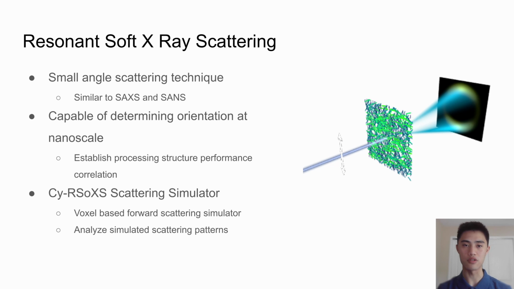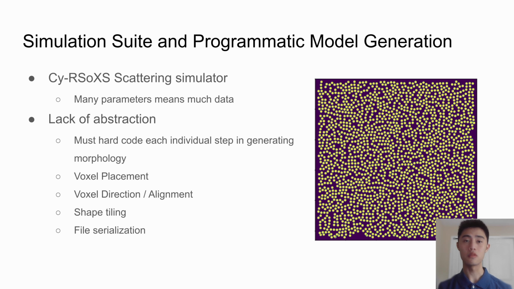NIST has a simulation suite called RSoXS, which allows us to digitally simulate the RSoX scattering process using voxels, or values on a regular grid in 3D space, and then analyze the simulated scattering patterns. The simulation takes multiple parameters for different types of morphologies, meaning that a user will be creating lots of data. The current lack of abstraction in the morphology generation process means that you have to hardcode each individual step, such as voxel placement, voxel alignment, voxel tiling across larger surfaces, and serializing data to disk to run the actual simulation. This means that depending on the complexity of the model you create, the code you write can become very long, messy, and difficult to maintain.